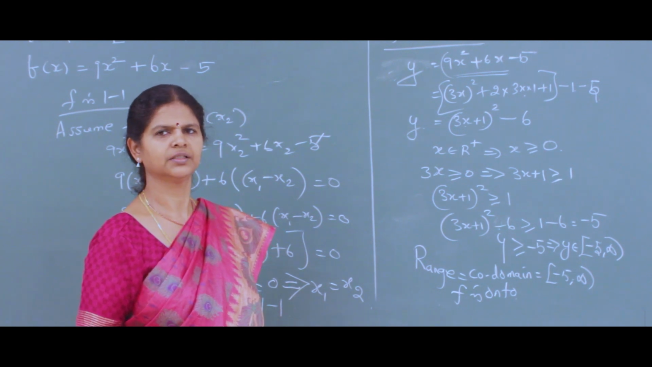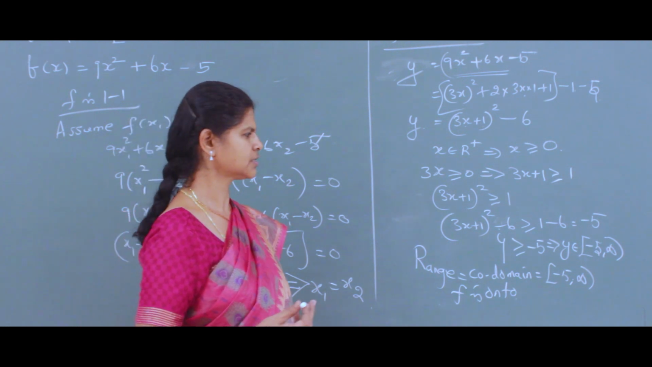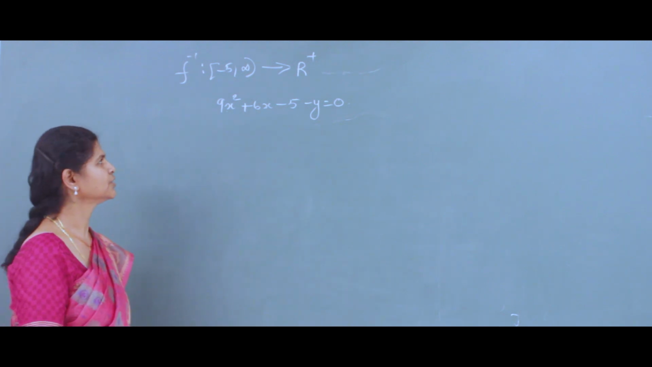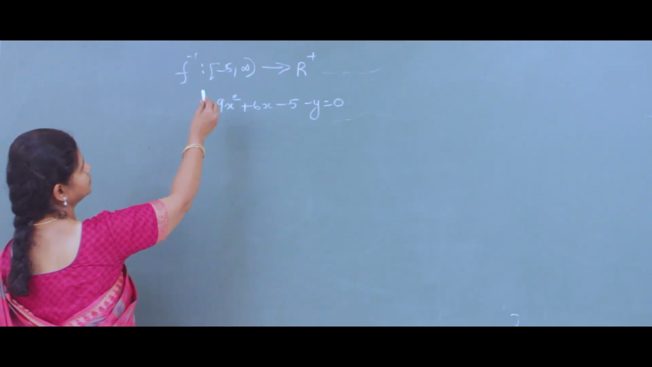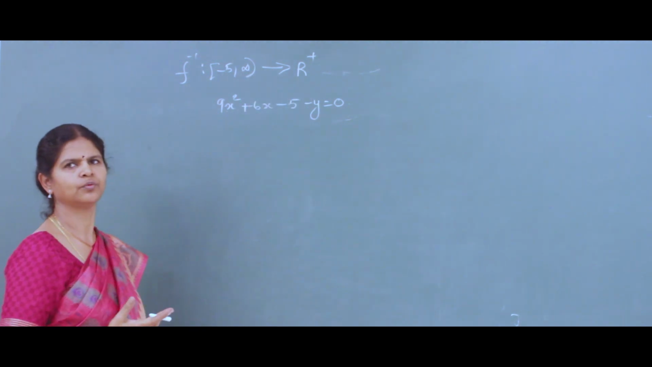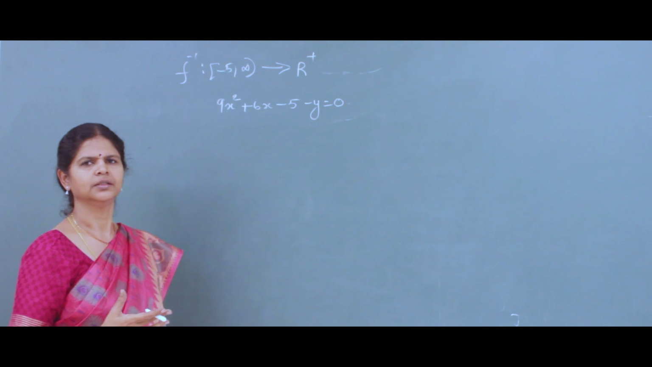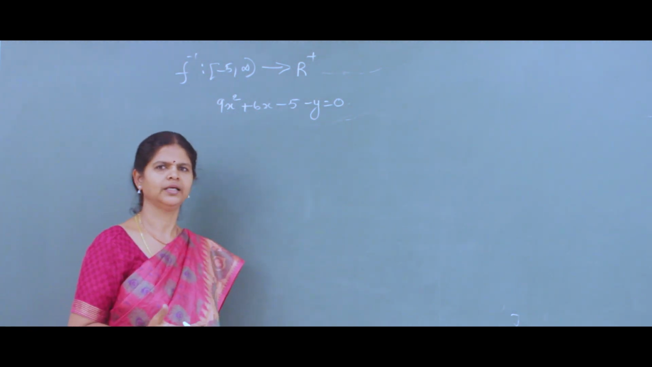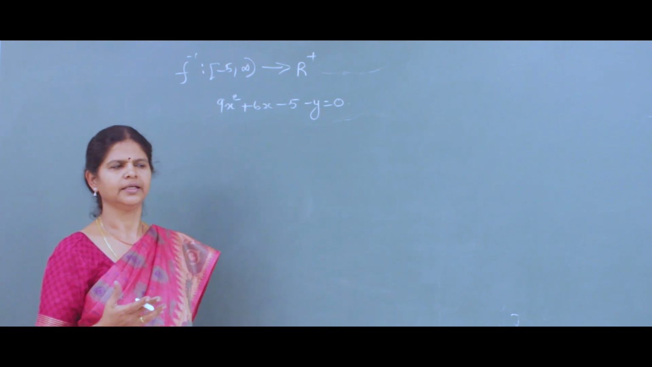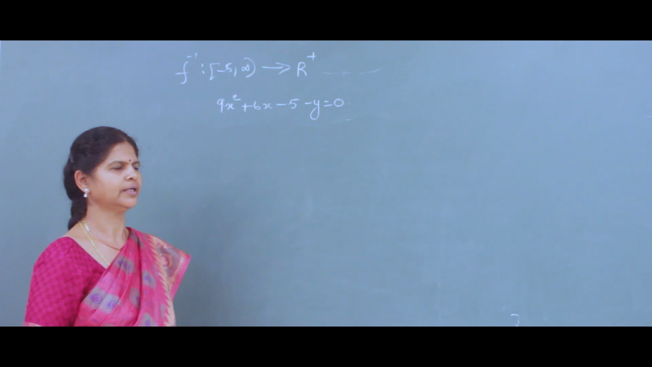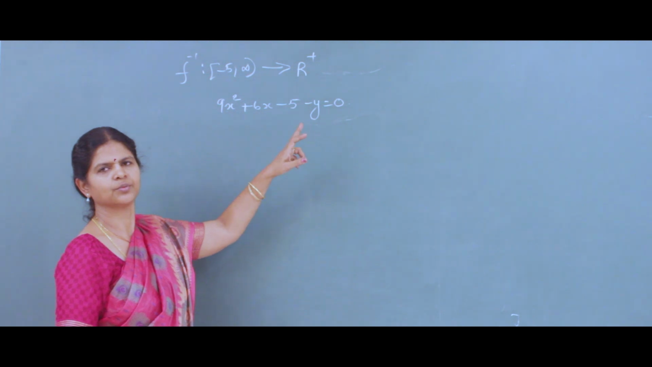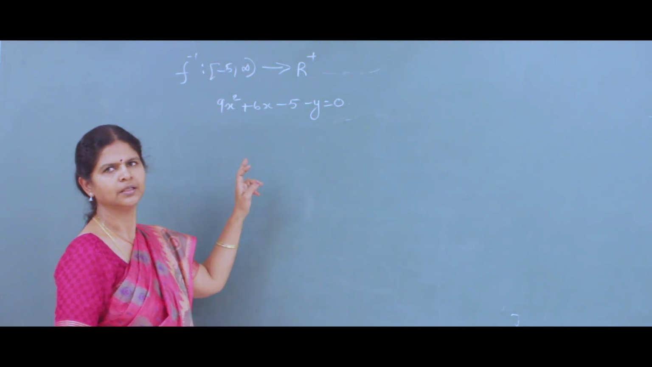So what about the inverse? Next, let us find the inverse of the function. Now f inverse is from the domain [-5, infinity) to R plus. What is f inverse of y? For this, what should you do? We have taken range equal to codomain, so find x in terms of y. Then you get the answer. Here we get a quadratic equation: 9x square plus 6x minus 5 minus y equal to 0.